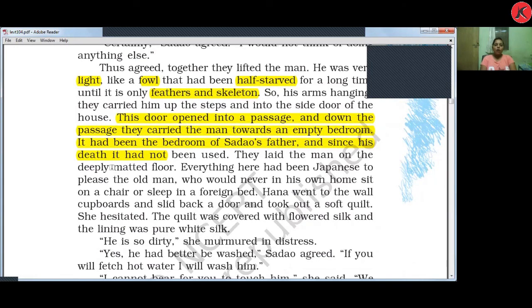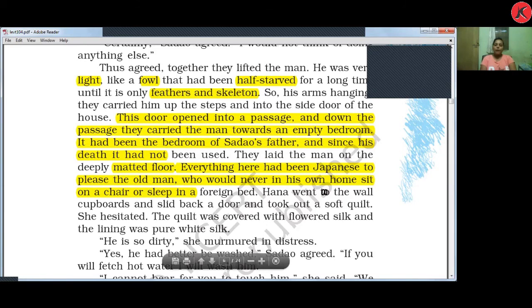They laid the man on the deeply matted floor. Everything here had been Japanese to please the old man, who would never in his own home sit on a chair or sleep in a foreign bed. Everything in this room is Japanese, because his father and everyone is against America.